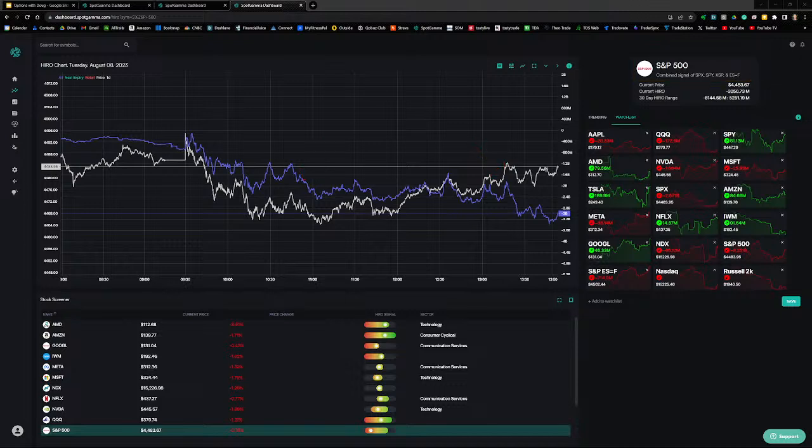So when traders are taking negative delta positions, market makers are taking the other side of those positions, so they have to sell futures to hedge their delta exposure to remain delta neutral. All right, let's take a closer look at this now.